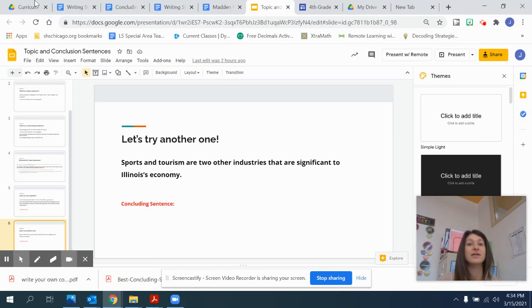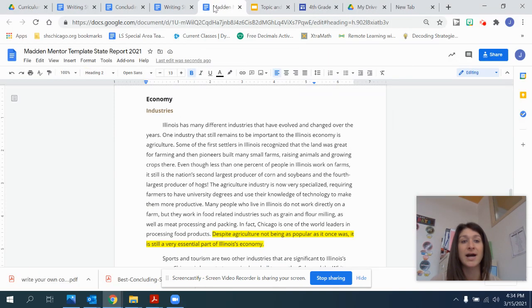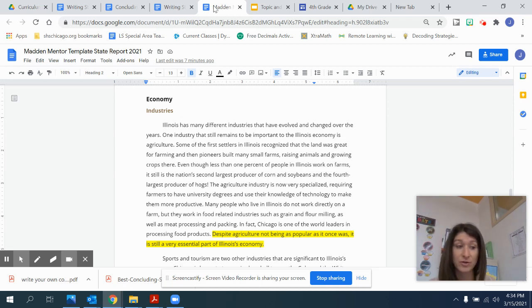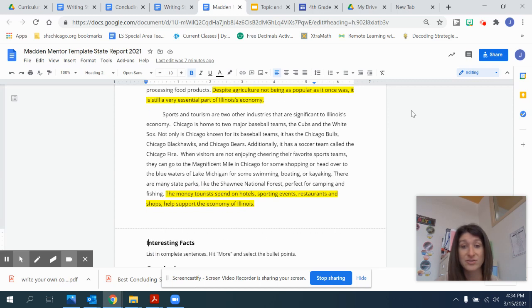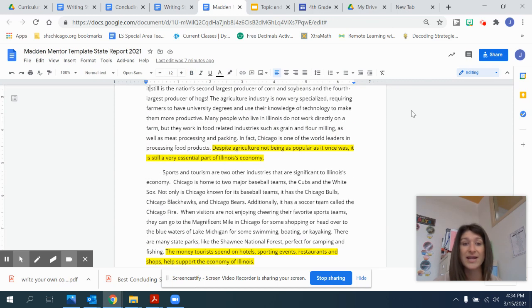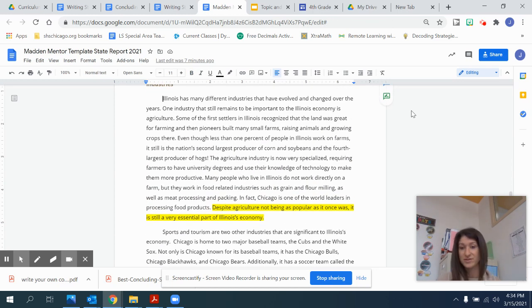So I'm going to exit out here and I'm going to show you what I came up with and kind of read through my industry paragraph. What was really important is that I have a topic sentence that introduces my first industry of agriculture. And then I needed to have another paragraph for my sports and tourism, making sure that I have a topic sentence starting that one out. I also needed to make sure that I have two concluding sentences so that I know when my paragraphs are transitioning. All right, so here we go.